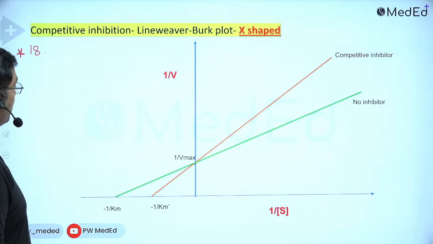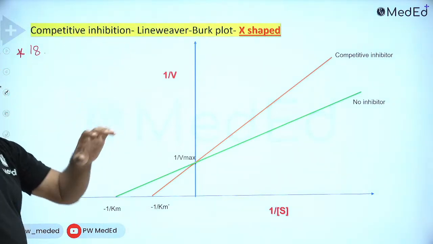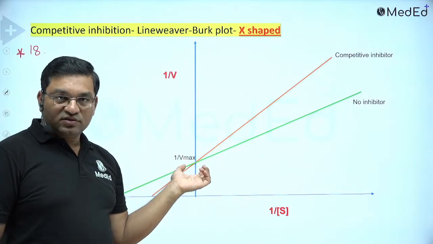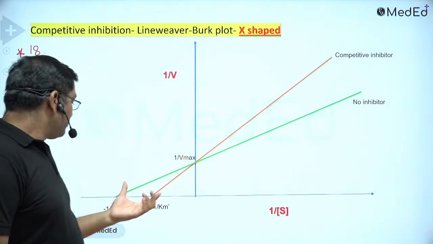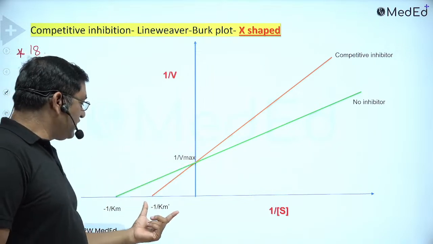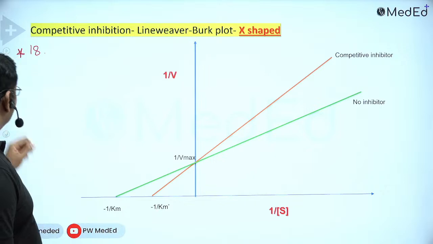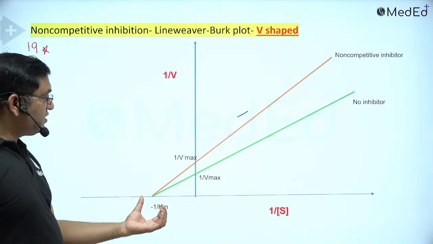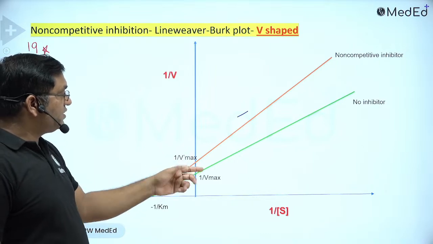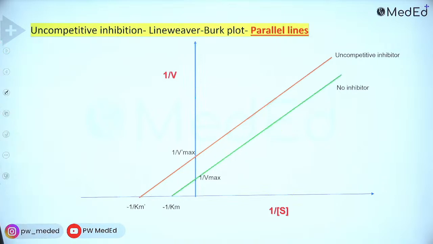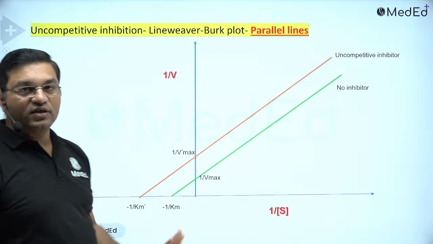See the graphs. Okay, this is competitive inhibition, X-shaped graph. This point indicates the 1 by Vmax. So Vmax remains constant and Km, in case of competitive inhibition, increases. Okay. Non-competitive inhibition, Km remains same and Vmax, this is 1 by Vmax, gets lowered. And parallel lines, both decrease in the uncompetitive inhibition.